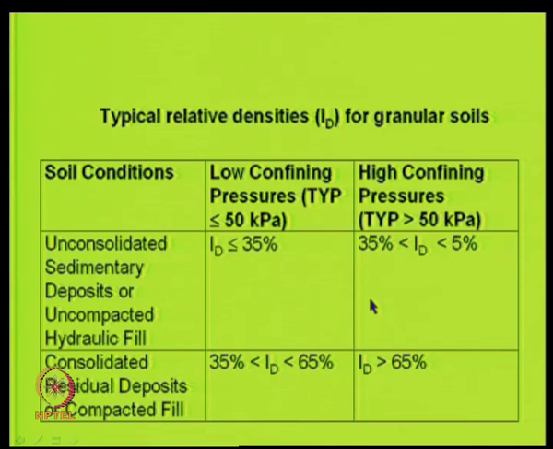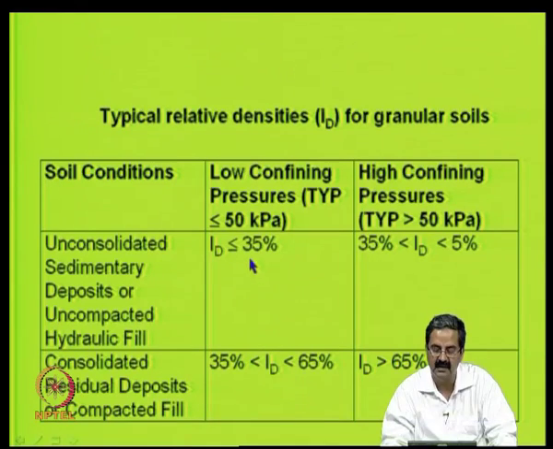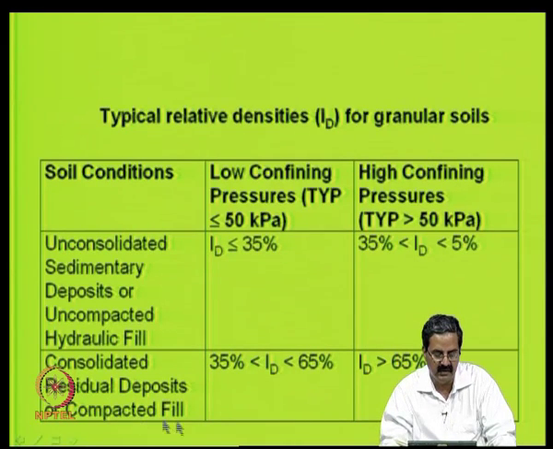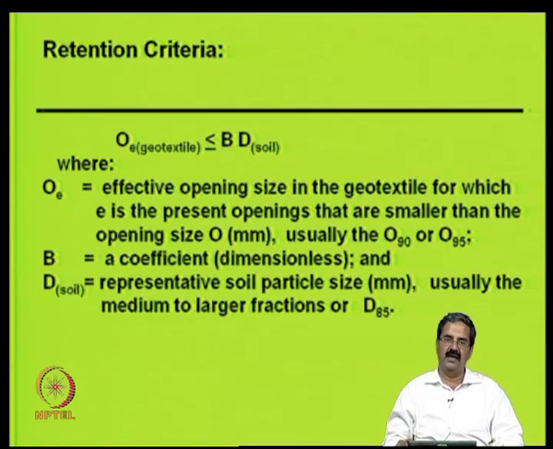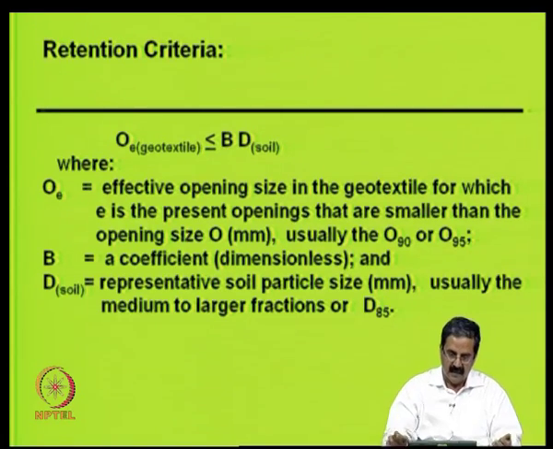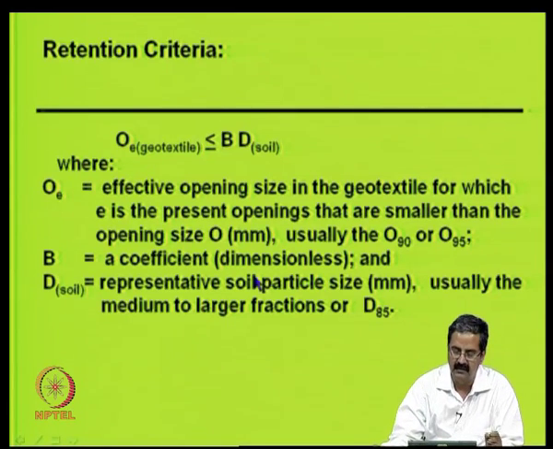The other important thing he made was about soil conditions. If it is a loose soil, like unconsolidated or uncompacted material, the confining pressure is about 50 kPa, the load is not much, and the relative density is less than 35%. If it is high confining pressure, the relative density is in the range of 35 to 50%. For consolidated residual deposits it is 35 to 65, and the relative density is high. So, some of these numbers he has given, and he has been able to identify the hydraulic gradients, the influence of soil type and pressure, and he proposed a retention criteria using geotextile.